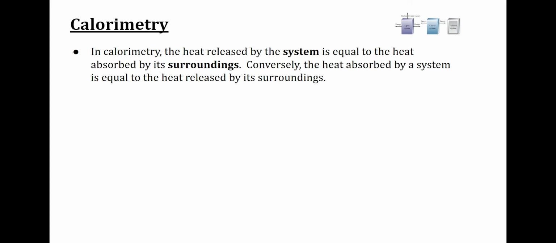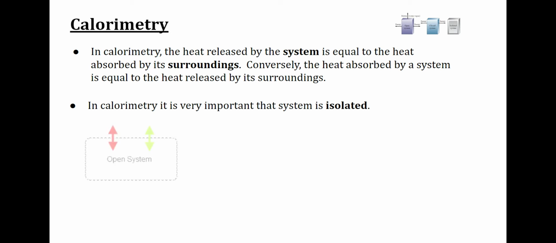So in calorimetry, an important idea is that the heat released by the system is equal to the heat absorbed by the surroundings. And we can say conversely that the heat absorbed by a system is equal to the heat released by its surroundings. It's really important in calorimetry that the system be isolated. Now, what does it mean for a system to be isolated? Well, let's look at a couple of examples.